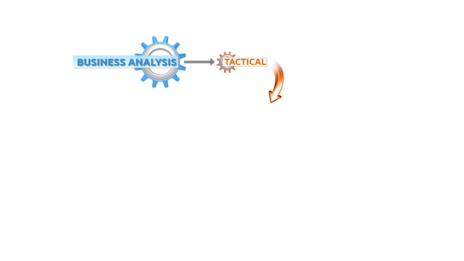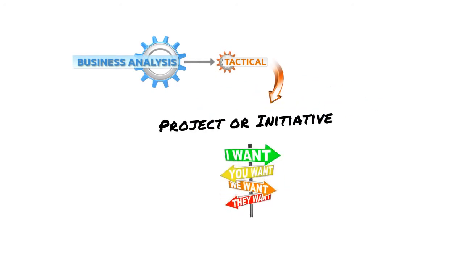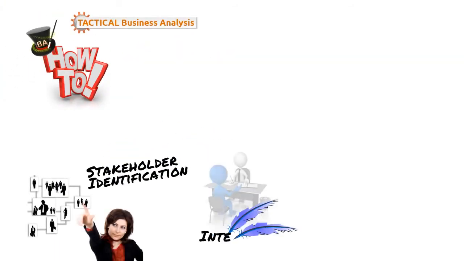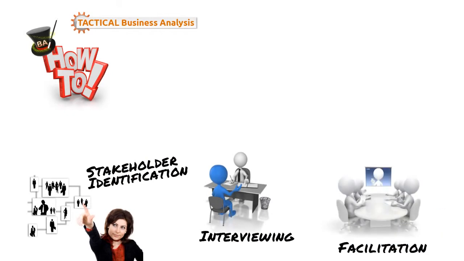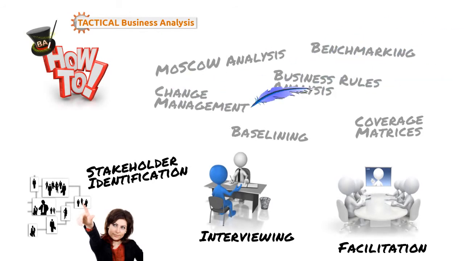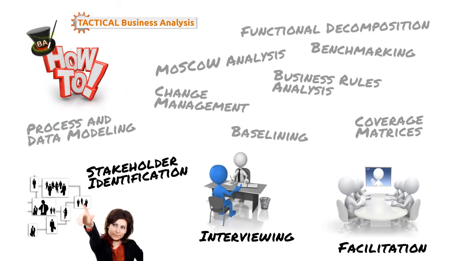Tactical business analysis is at the project or initiative level to flesh out the details of the proposed solution and to ensure that it meets the needs of the business community. Commonly used techniques at this level include stakeholder identification, interviewing, facilitation, baselining, coverage matrices, Moscow analysis, benchmarking, business rules analysis, change management, process and data modeling, and functional decomposition.